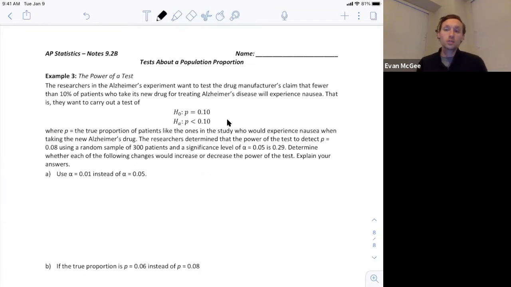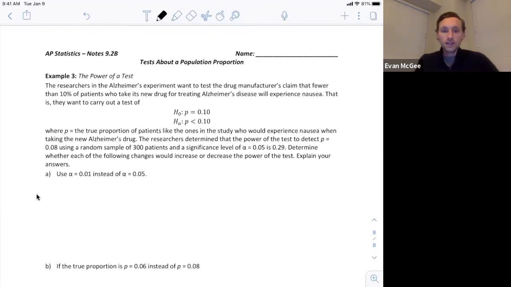The researchers determined that the power of the test to detect that the proportion is equal to 8%, using a random sample of 300 patients at a significance level of 5%, is 0.29. Determine whether each of the following changes would increase or decrease the power of the test. Explain your answers. So they're running this test and they've determined that if p is less than 10% and it's actually equal to 8%, using a sample size of 300, then the power is 0.29. The power would be the probability of them correctly rejecting the null.